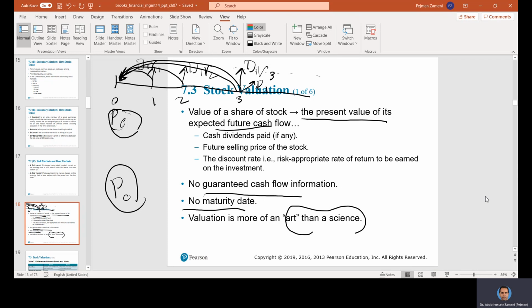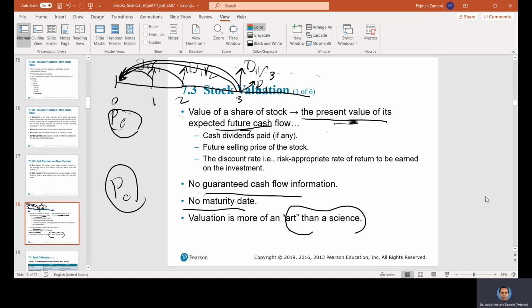Okay, now we're going to do the stock valuation. We're going to get into the calculation. Okay, value of a share of stock. How to find the intrinsic value of the stock? This is the present value of its expected future cash flow. Okay, what are the expected future cash flows of the stock?